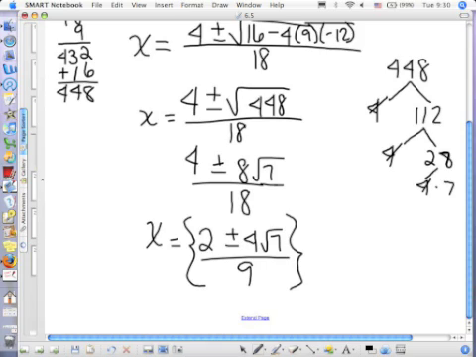Which gave me 8 with a 7 left underneath. All right, and then 4, 8, and 18 are all reducible by 2, so you reduce them all to get your final answer there.